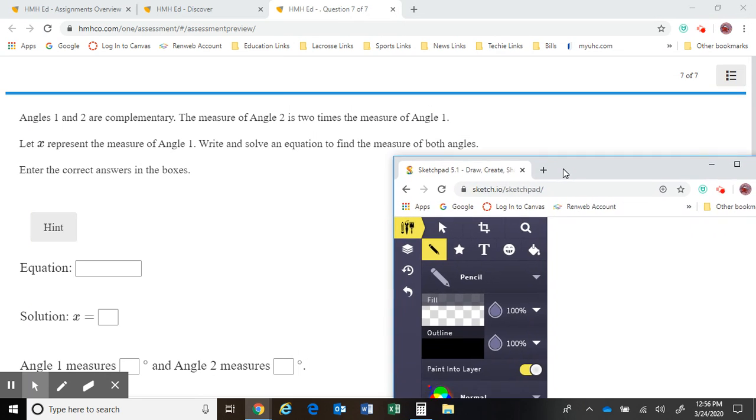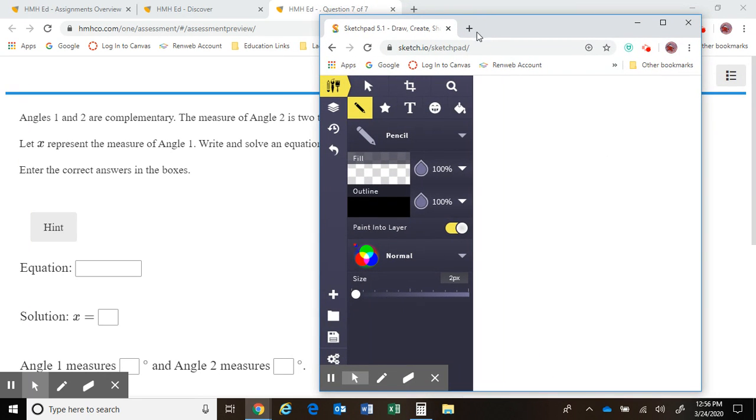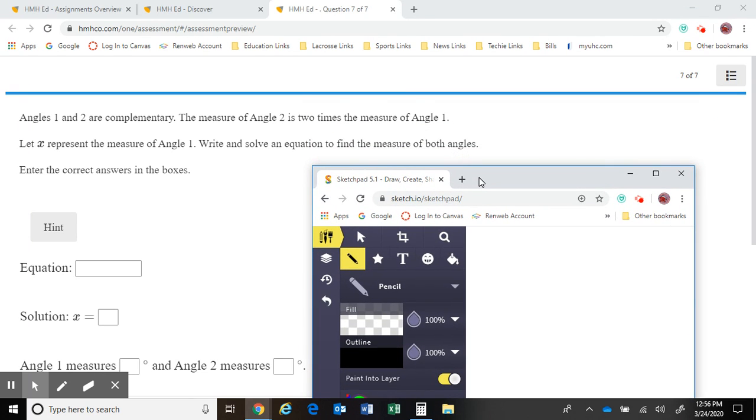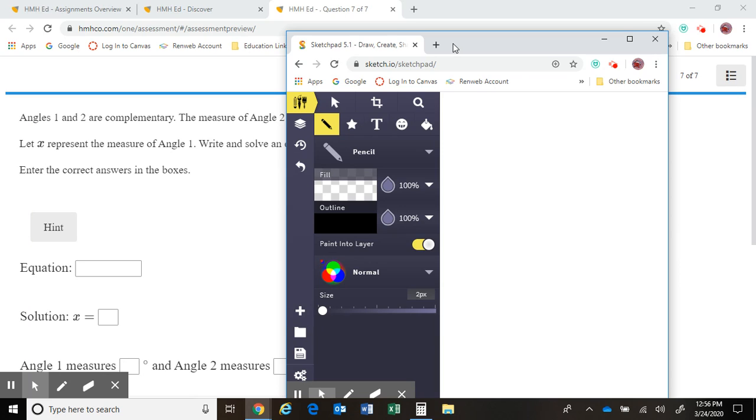All right. So angle 1 and angle 2 are complementary. Complementary angles are 90 degrees. Okay. And x is going to be angle 1. Okay, so there's angle 1. And it said the other angle is 2 times the measure of angle 1. So that's going to be, of course, 2x. And that's equal to 90 degrees because they're complementary. So x plus 2x, that's 1x plus 2x, that's 3x.